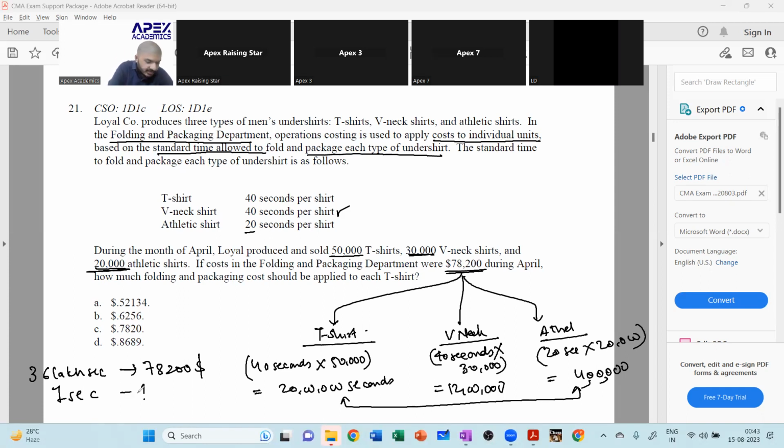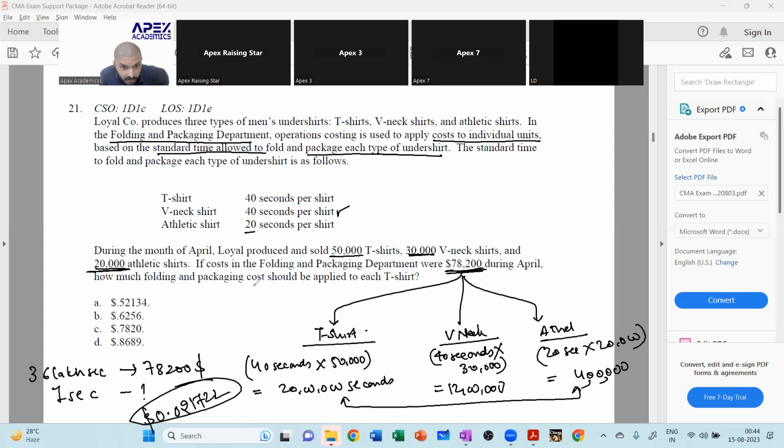The answer is 78,200 divided by 36 lakhs. Your answer is $0.021722, which is the cost of working in this particular department for 1 second.